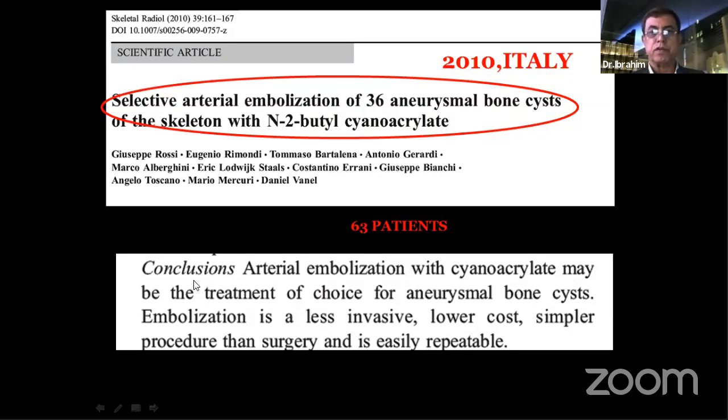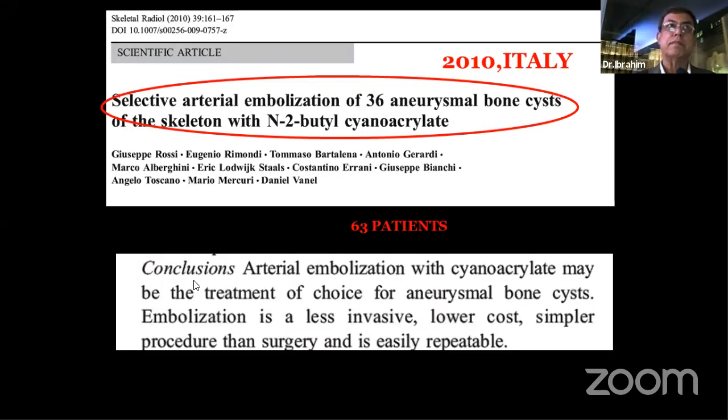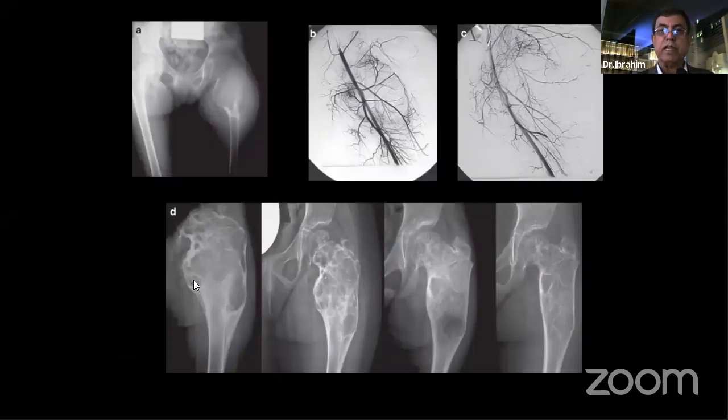36 patients, and their conclusion was arterial embolization may be the treatment of choice. Embolization is less invasive, lower cost, a simpler procedure than surgery, and easily repeatable. All different sites instead of particular sites. All types, but again, you have to select your cases. So some of the cases they put, look at this before embolization, and look how it looks later on.